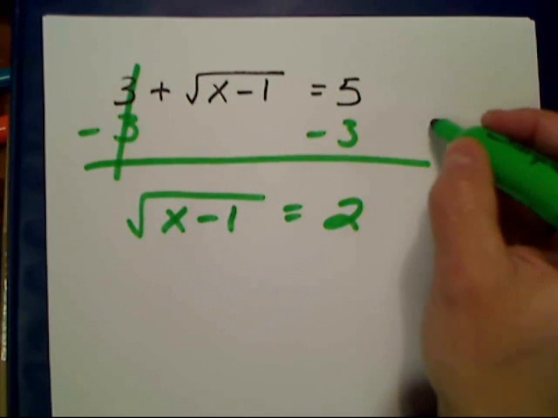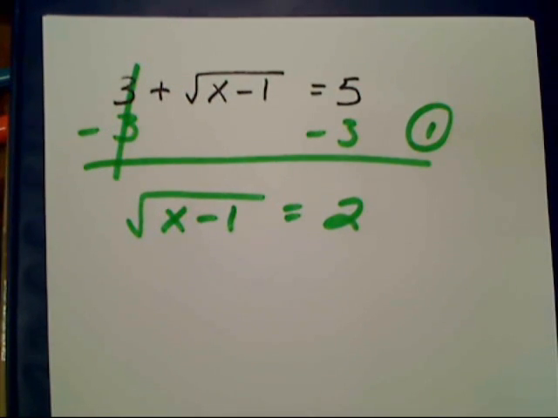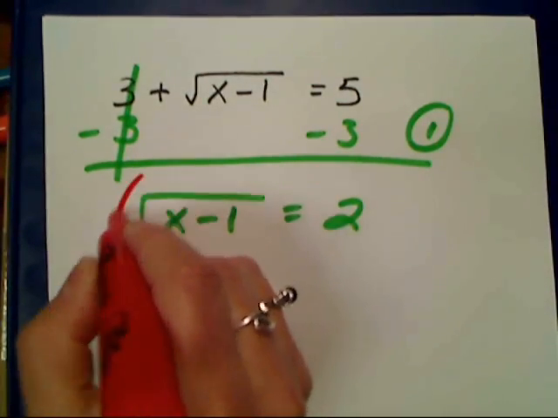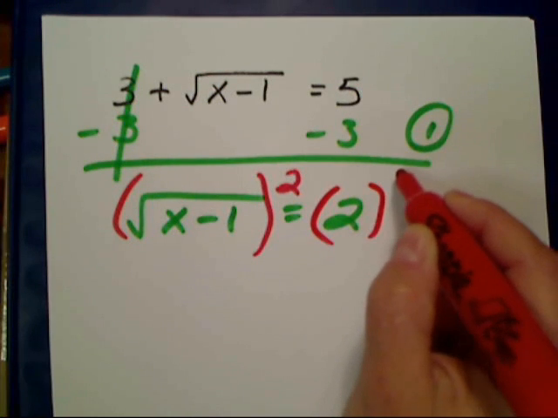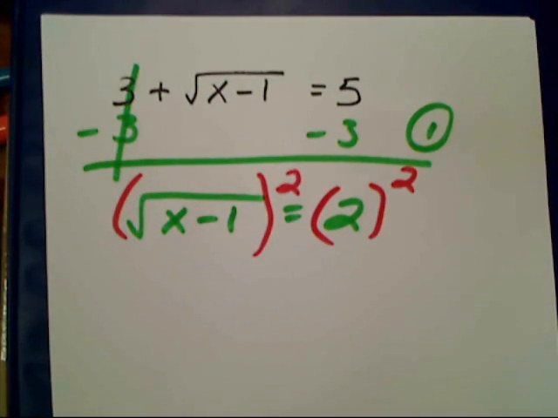So that was step number 1, isolate the radical. Step number 2, now that the radical is isolated, we want to get rid of it. So in order to do that, we square. When we square both sides, this entire side gets squared, this entire side gets squared.